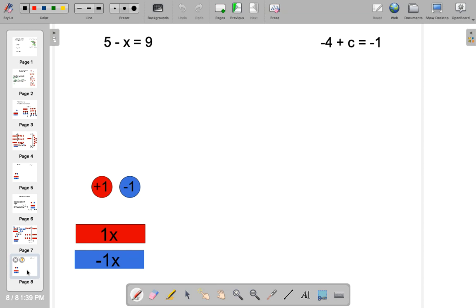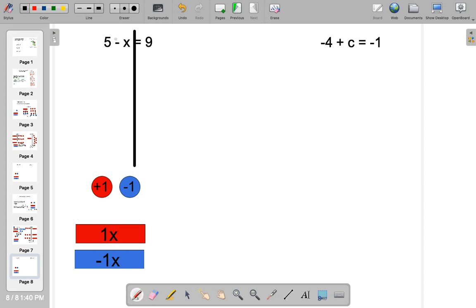The problem on the left is the first one that will require us to use a negative x. So it will look a little bit different, but the math process should be the same. So I have 5 minus x.